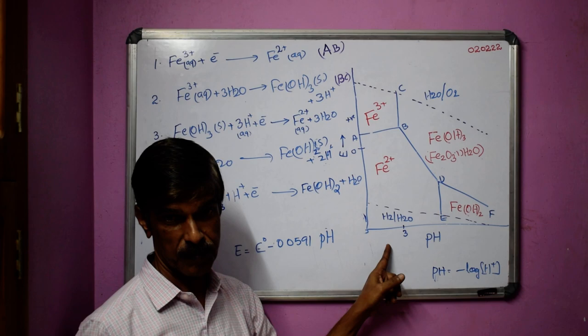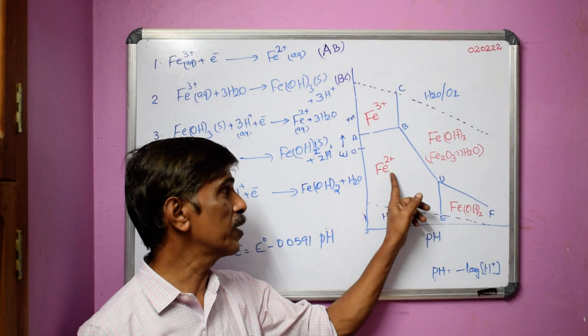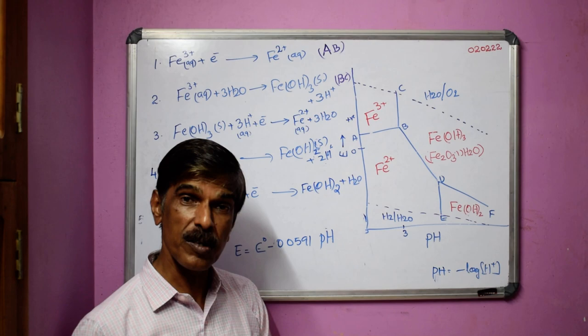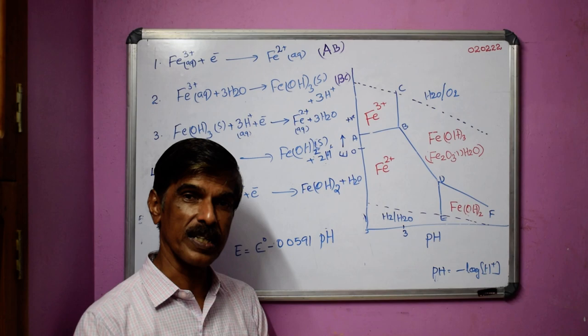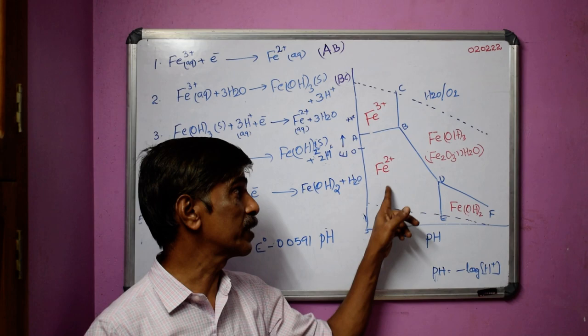What is the form of iron? Fe2+ ions are present in reducing conditions, and under oxidizing conditions the iron settles as hydrated solid.